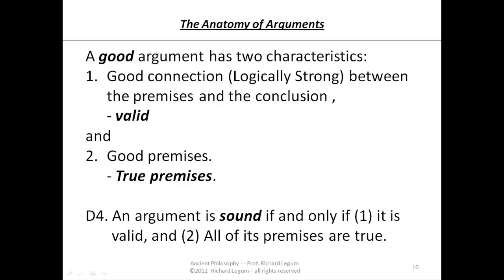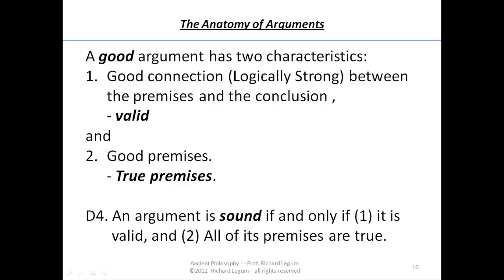And now to define what a good argument is, we come up with a new term. We're going to say an argument is sound. A good argument is a sound argument. And D4, definition number 4, tells us that an argument is sound if and only if two things hold. Number one, it's valid, that is, the conclusion follows logically from the premises, or the premises logically lead you to the conclusion. And the second thing is all of the premises are true.